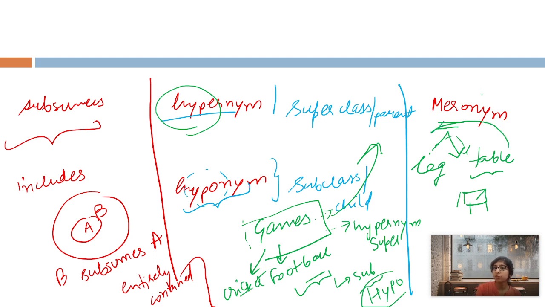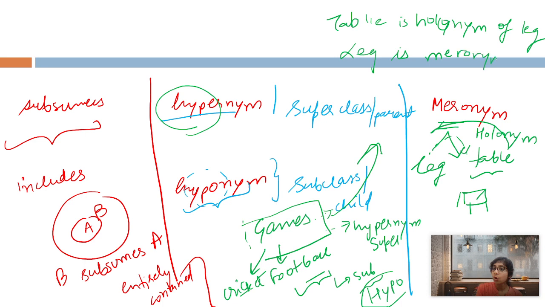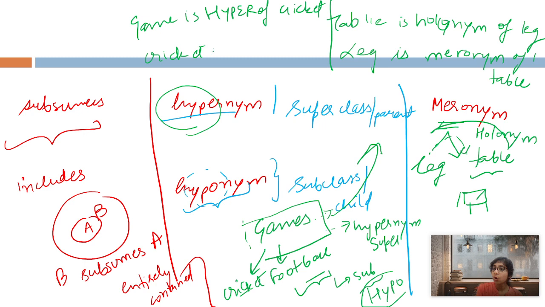The inverse relation, if you have gone through the lecture, is called the holonym. We can say that table is the holonym of leg, spelled H-O-L-O, and leg is the meronym of table. And here we can say that games is the hypernym of cricket, and cricket is the hyponym of games. Okay, is it clear?